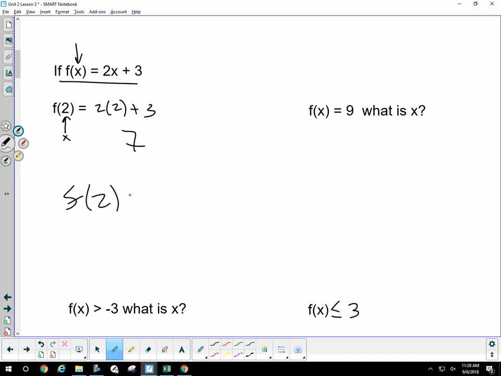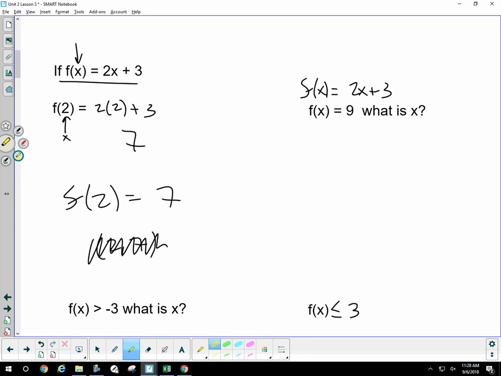Now, this is like understanding that we have a point, but it's not really what we're asking for. Asking for what is f of 2? F of 2 is 7. If f of x is 9, what is x? Well, f of x is 2x plus 3. We're using the same equation. If f of x is 9, what I can do is take that 9, this is f of x, I can replace f of x with 9, and then find x.